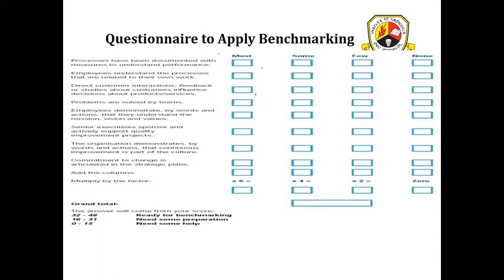Here is a sample questionnaire which has been used. Although the questions are generic, one can design them according to your context. So look at this questionnaire. It has levels: most, some, few, and none. It is to determine how well we identify the areas of weaknesses. The first question says, processes have been documented with measures to understand performance. So we are looking at business processes if they have been documented. So here we respond, if all business processes have been documented, employees understand the processes that are related to their own work.